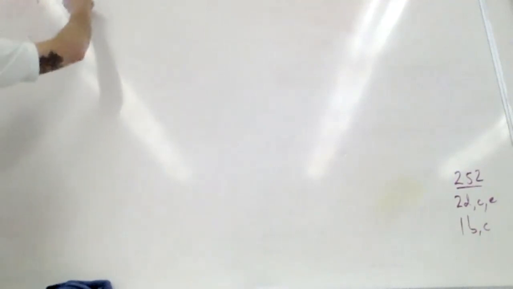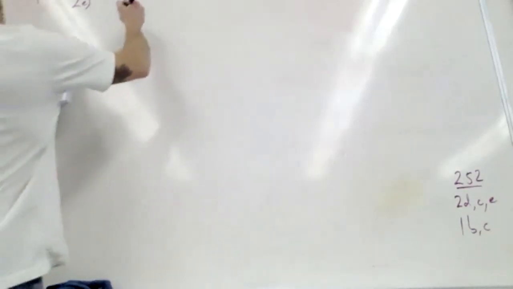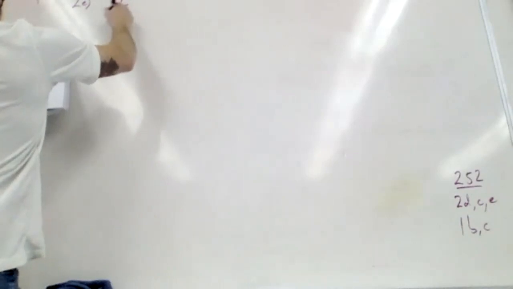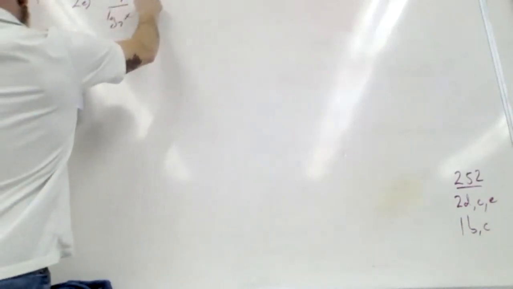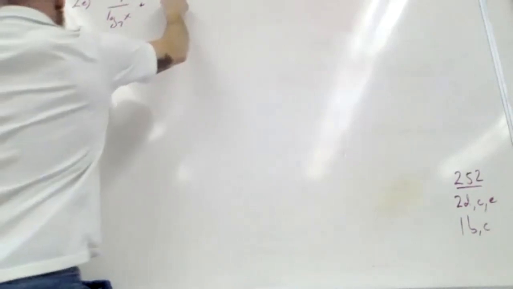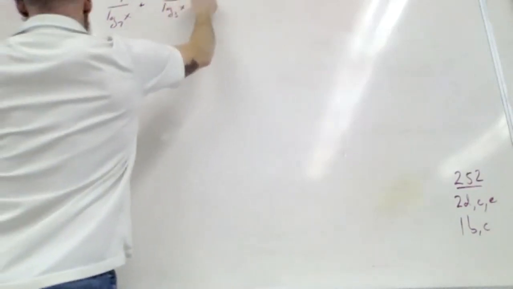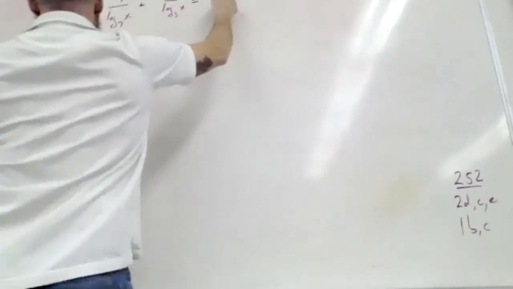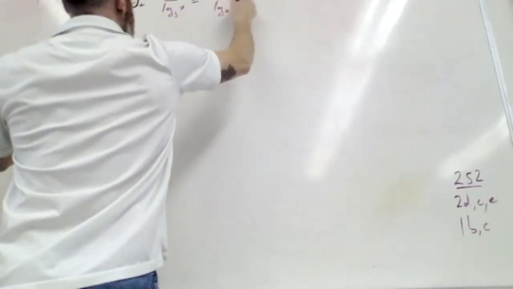That was 2D. Now let's look at 2E. Page 252. E. Oh, this one's easier than it looks. 1 over log base 7 of x plus 1 over log base 3 of x equals 1 over log base 21 of x.